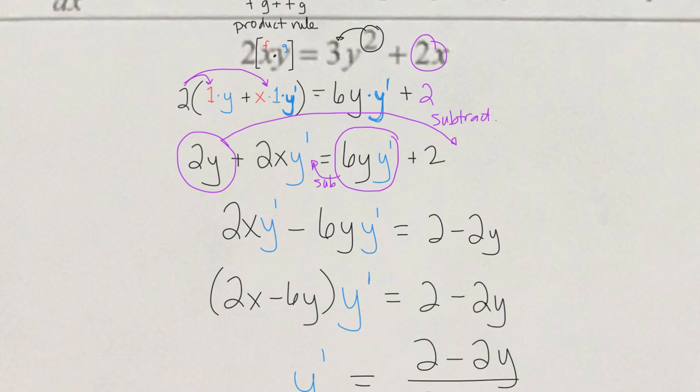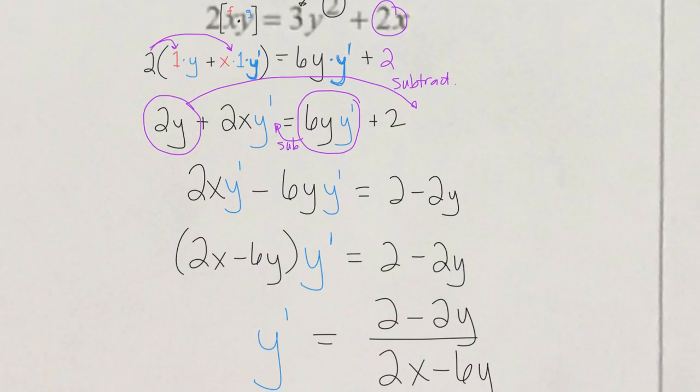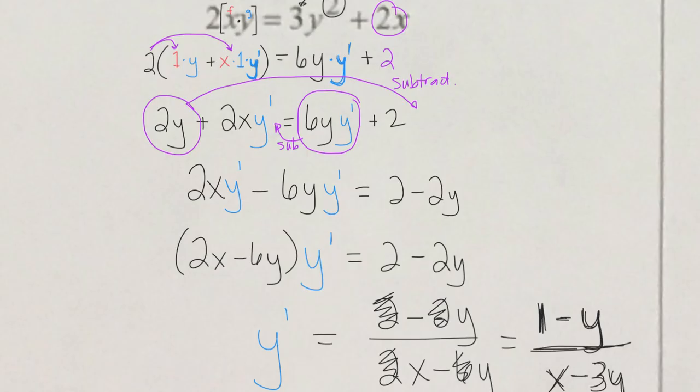So 2x minus 6y. Now the only thing we could do to simplify, since they are all divisible by 2, is divide them all by 2, and get 1 minus y over x minus 3y. The last thing we could do would be to divide and simplify your numbers. But of course, if it's an FRQ, that is not even necessary. You could leave it as 2 minus 2y over 2x minus 6y.